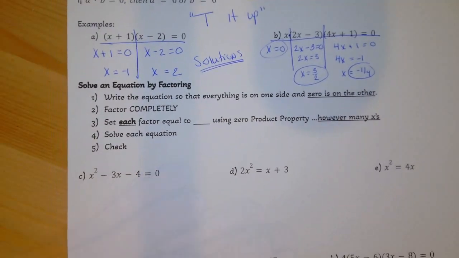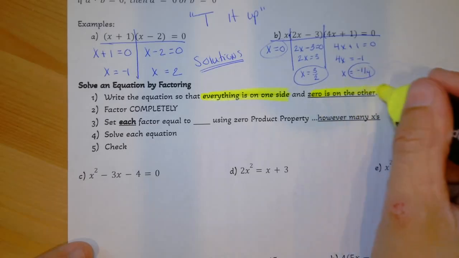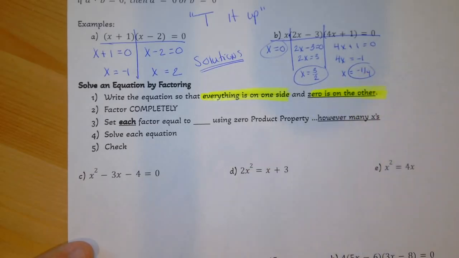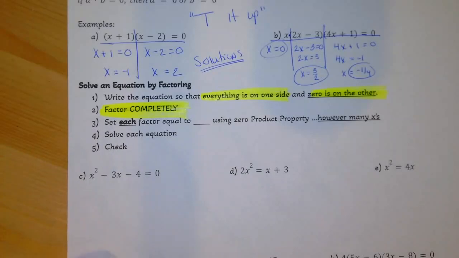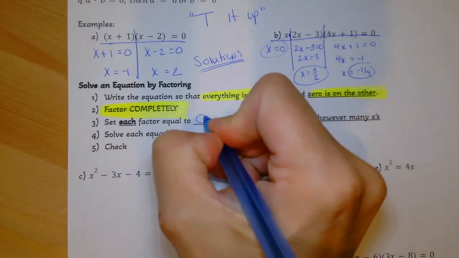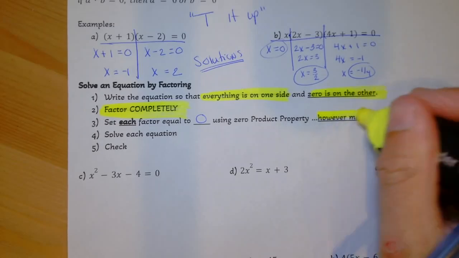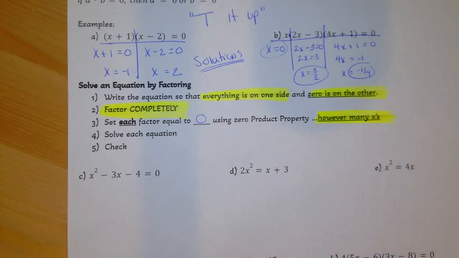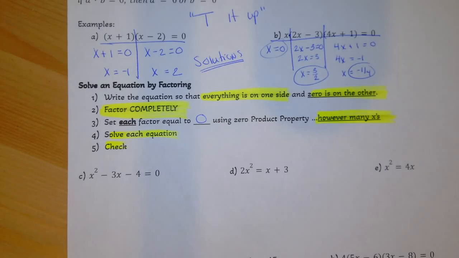So how do we do this? To solve an equation by factoring, you want to write the equation so that everything is on one side and 0 is on the other. None of this works if that doesn't happen first. Then you factor completely with one of our 6 methods. You're going to set each factor equal to 0 using the zero product property. And as a reminder, however many x's there are is how many answers you should have. And then you solve and you can check your answer.